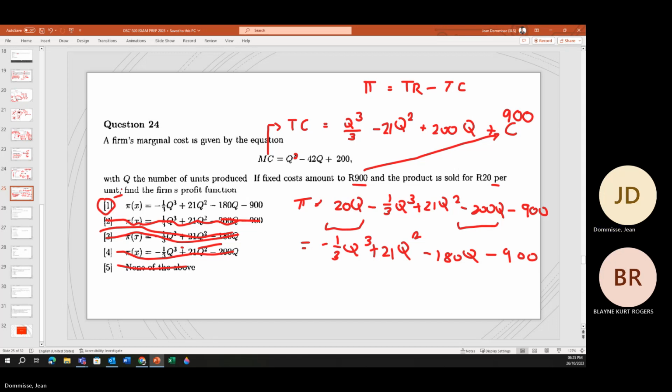And then again, back to study unit 2 and 3. Profit is basically looking at total revenue minus total cost. So important in this one was to remember how to work back from marginal cost to total cost, and then definitely the inclusion of a fixed cost.